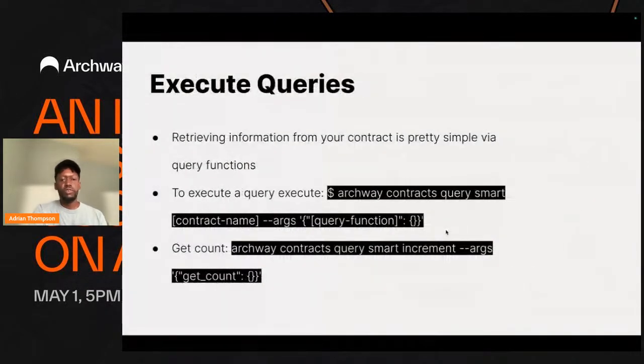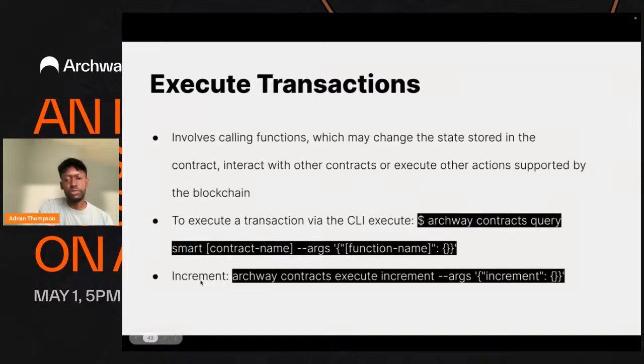And then for executing queries, it would be something similar. Archway contracts, and the subcommand would be query. Then you'd need to do another subcommand with smart, and then the contract name, which is increment, and then the get count command, or the get count entry point. I think that's what was going on here then.